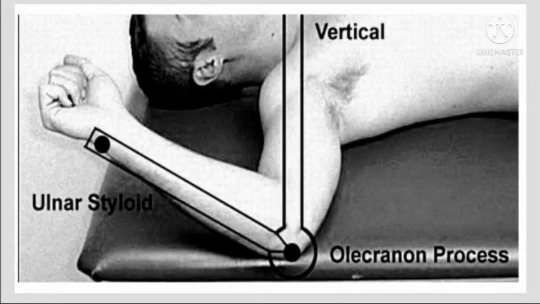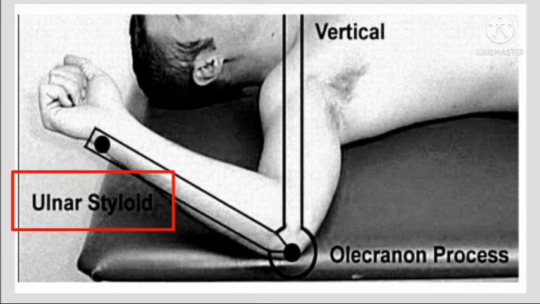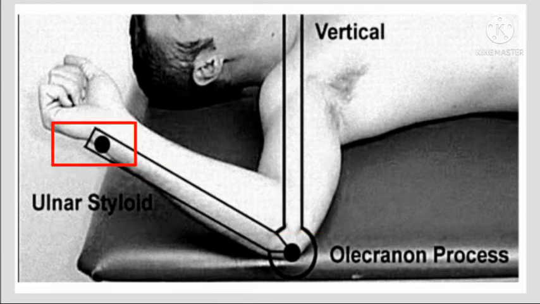Center the fulcrum of the goniometer over the olecranon process. The proximal arm should be perpendicular to the floor. The distal arm should be parallel with the ulnar bone. The ulnar styloid process is taken as the reference.